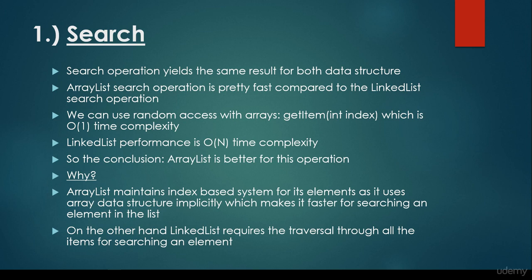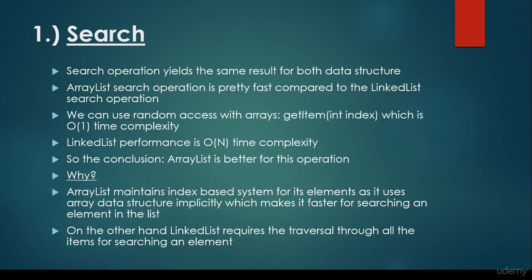Array list search operation is pretty fast compared to linked list search operation because we can use random access for arrays. So getting an item is going to be very fast because we can specify the index, which yields O(1), so constant time complexity operation. On the other hand, linked lists have O(n), so linear time complexity, as far as the performance is concerned, because we are not able to do random access for linked lists.